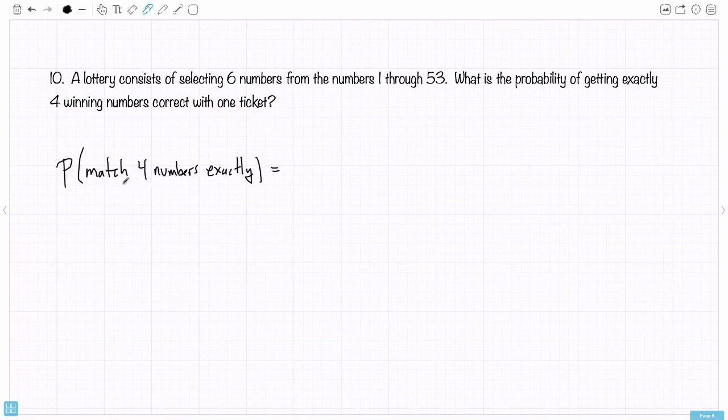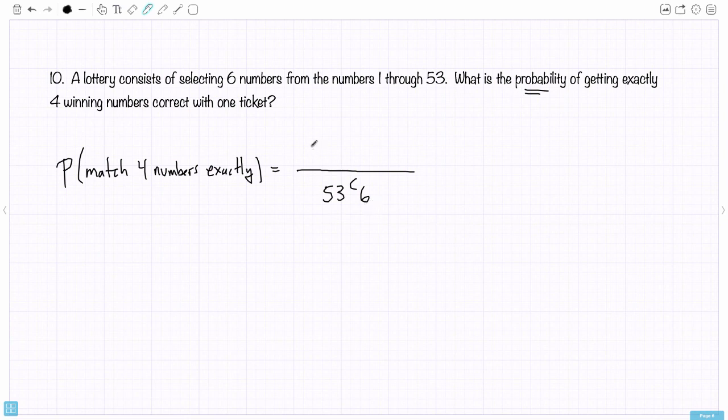What I mean here with this event is match exactly 4 numbers. In other words, if you got 5 numbers right, you are also matching 4, but I don't mean that. I mean exactly 4 numbers right and exactly 2 numbers wrong. What's the probability of exactly that event? Start off with a fraction. It's a probability question, so the total number of possibilities: if you've got 53 numbers and you're choosing 6, that's where you begin.